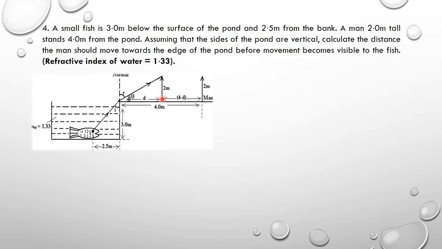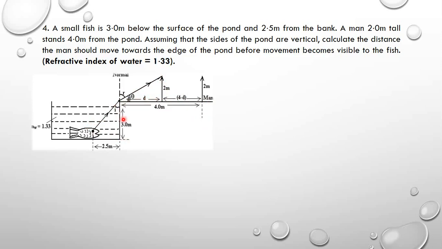Now, the man will be 2 meters tall. But remember that this man is at a distance of 4.0 meters. So we shall assume the man is at this point. This is where the man is, at 4.0 meters. But for him to move, he has to move through a distance of 4 minus this other distance, d. Let's call this distance d. So he has to move through a distance 4 minus d in order to be here where he can be seen by this fish. So we are going to let this one be d, and then what we need is to get this distance d.